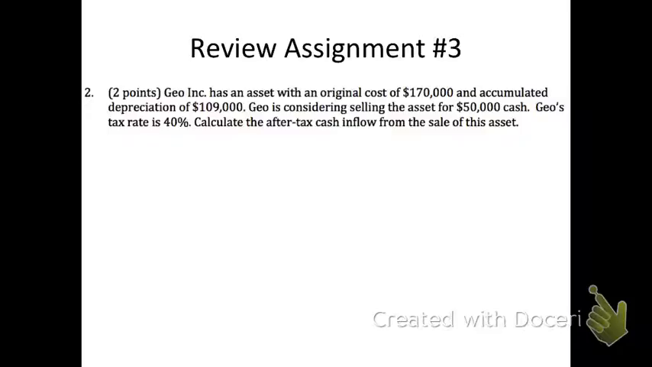And so this company has an asset that they originally paid $170,000 for, and they have 109,000 of accumulated depreciation, and they're going to sell it for 50,000. So we want to know, what is the after-tax cash inflow from the sale? Well, obviously we're going to get $50,000 in cash, but what we also have to determine is whether or not we have a gain or loss, and the tax effects of that gain or loss. We'll pay taxes if we have a gain. We'll have tax savings if we have a loss.